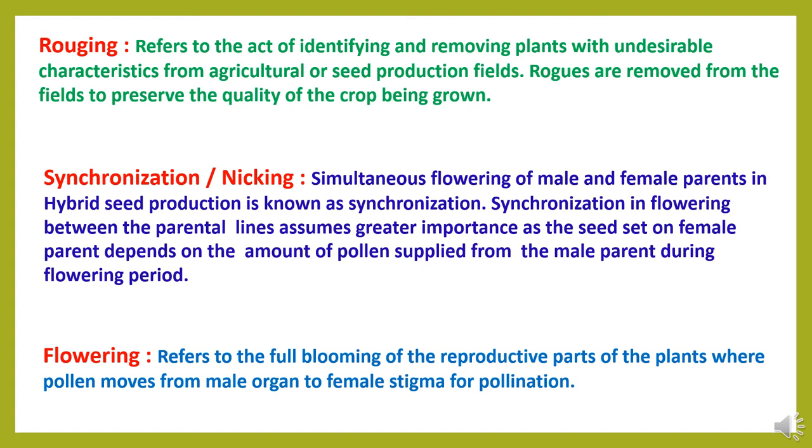Then synchronization or nicking. Simultaneous flowering of male and female parents in hybrid seed production is known as synchronization or nicking. Synchronization in flowering between the parental lines assumes greater importance as the seed set on female parents depends on the amount of pollen supplied from the male parent during flowering period. So nicking and synchronization is very important to get the optimum yields.